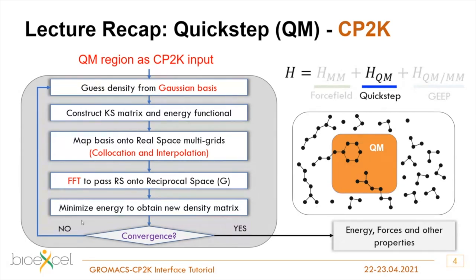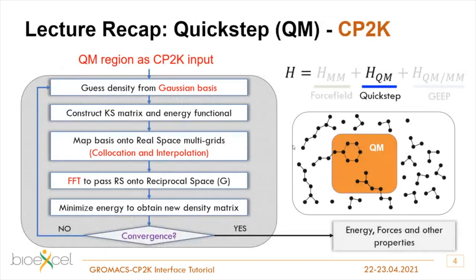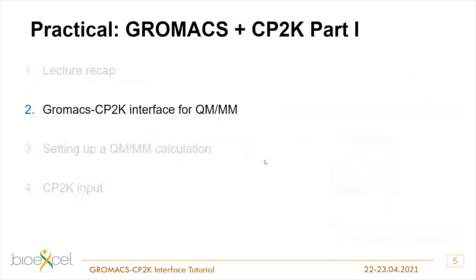Then you can solve the Kohn-Sham equation in that reciprocal space, obtain a new density matrix, and check whether you have converged. If your density change with respect to the previous iteration is small enough, then you say, okay, I'm converged. And then from that converged density, you calculate energy, forces, and any other properties you want. If not, then you go into the second cycle. You again expand your density in the Gaussian basis set, construct again the Kohn-Sham matrix, map it back to real space, and so on. And the cycle continues. So this was a short recap of what you should pick up from the first lecture.